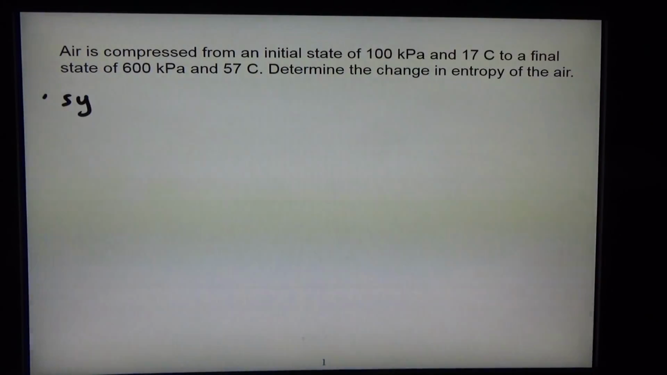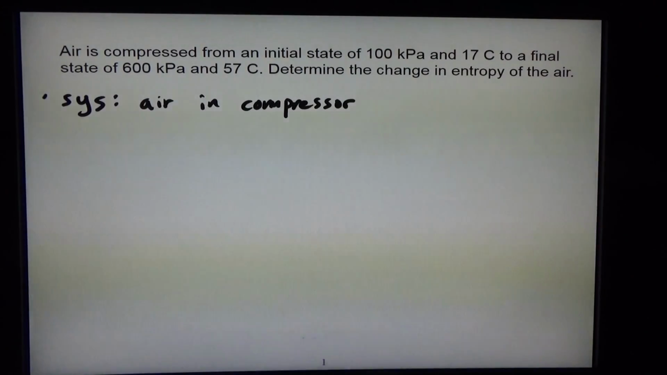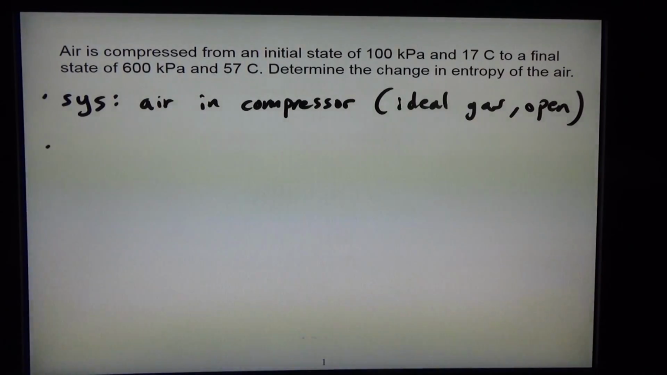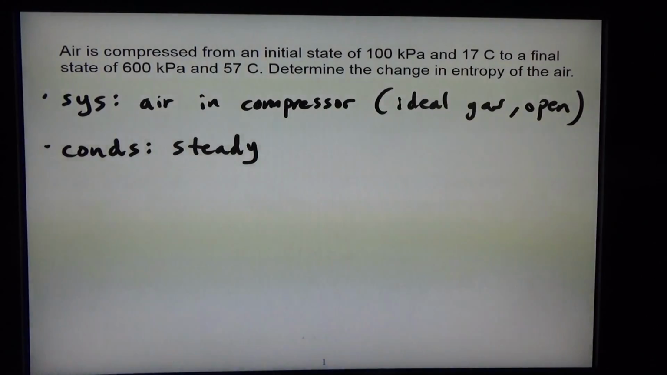So in this case, our system is air in a compressor, which air is an ideal gas, and a compressor is an open system. For the conditions, we don't really have any other conditions except the fact that it must be a steady flow compressor, because all of the compressors that we studied in this course are steady flow. Other than that, it's not constant temperature, not constant pressure.